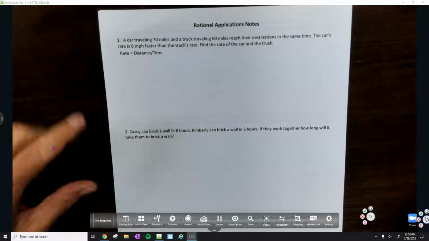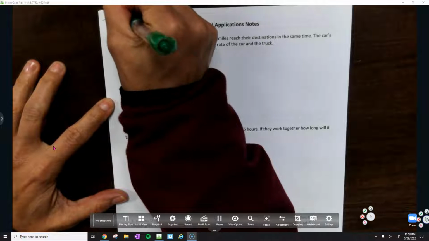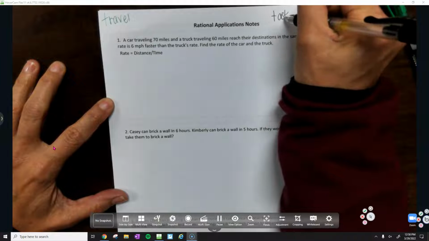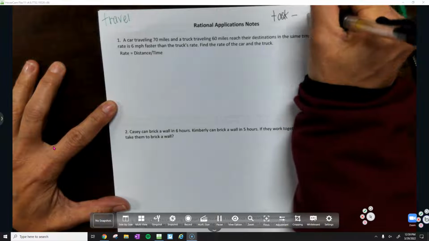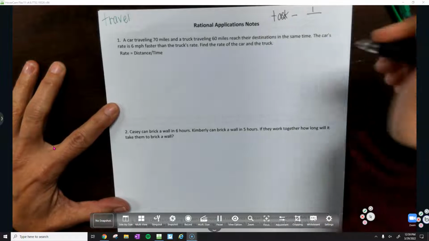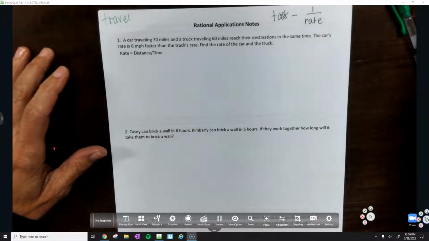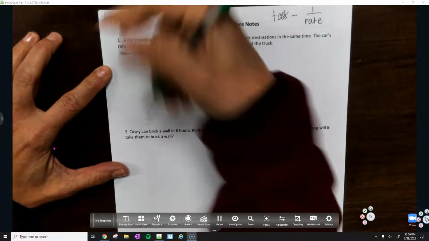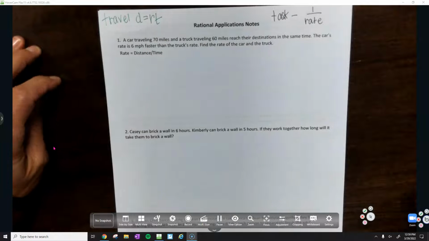All of your rational applications for this class are either going to deal with travel or with a task. If it is a task, you will be working with a numerator of 1 every time. Underneath will be the rate at which the task is being completed. For the other one, we are going to focus on the travel formula of distance equals rate times time.